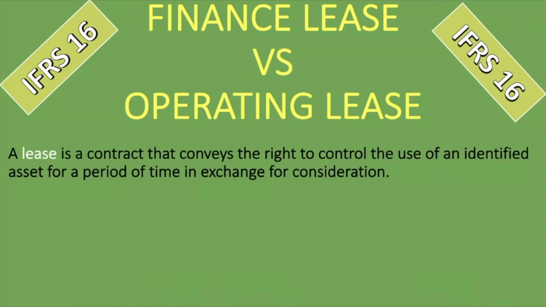But what is a lease, first of all? Well, a lease is a contract that conveys the right to control the use of an identified asset for a period of time in exchange for consideration. So this is the definition of a lease. It's a contract that conveys that someone else can control a specific asset for a period of time in exchange for consideration, and this would usually be lease payments.